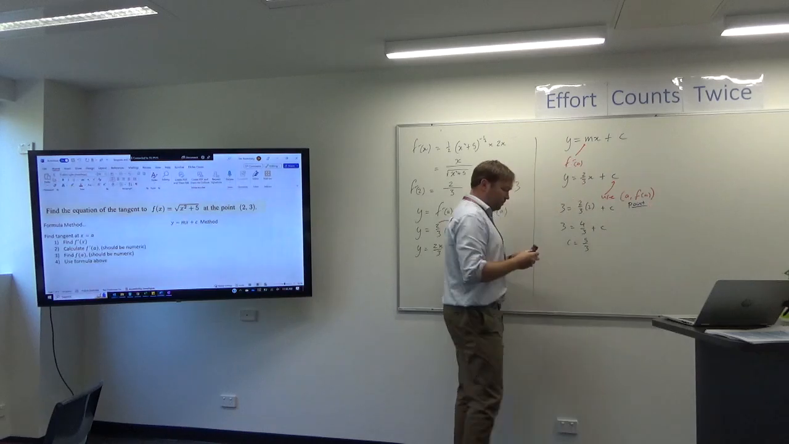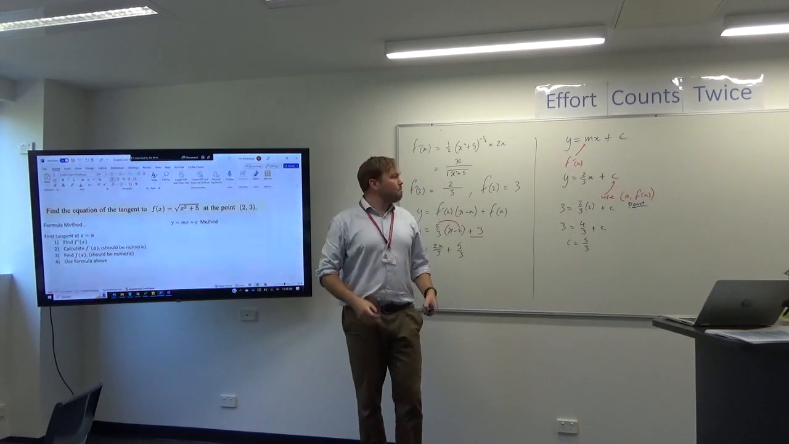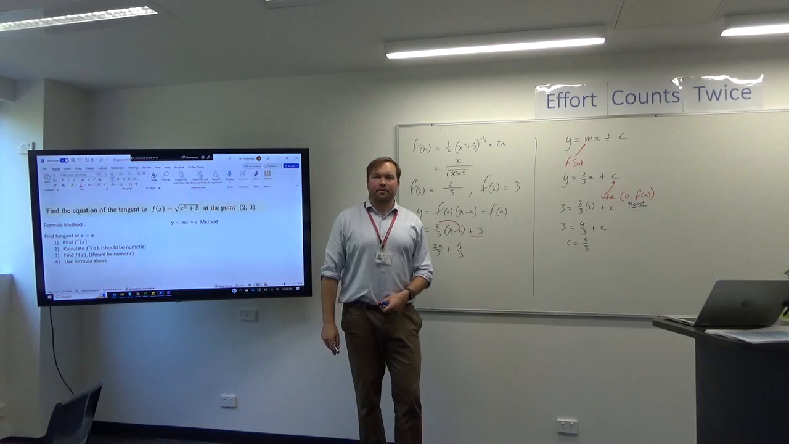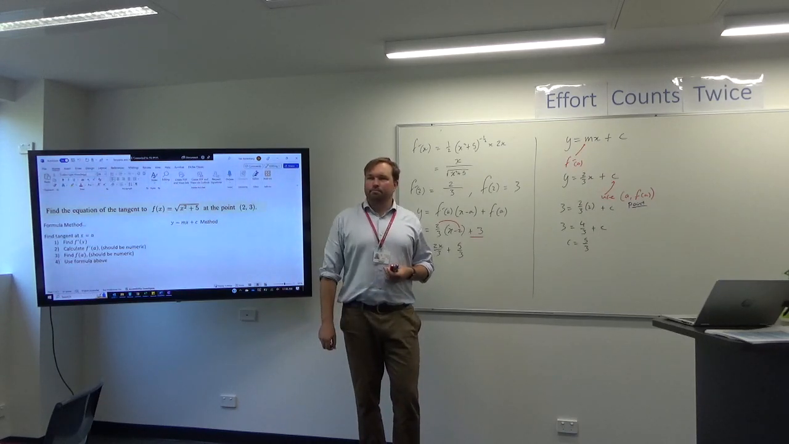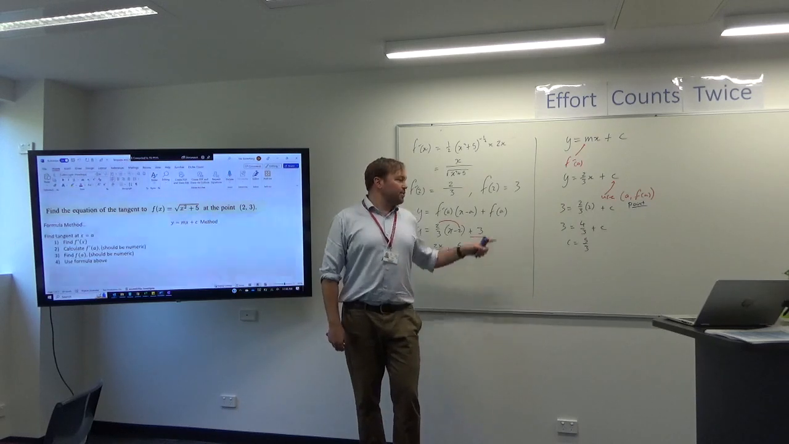Do we have to refer to the original coordinates as f of a, or can we just use x and y? You can use x, y. Does it ever say in the test that you have to use the formula method, or can you always use the one on the right? No, you can always use the one on the right.